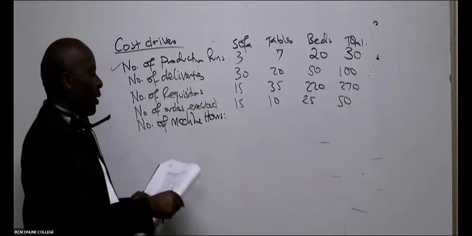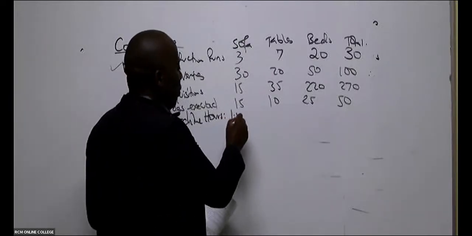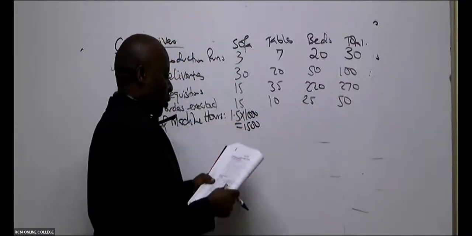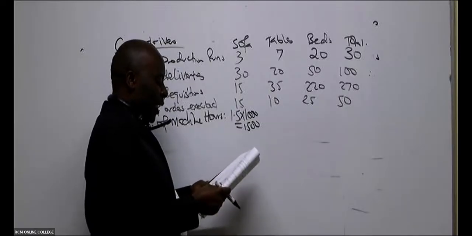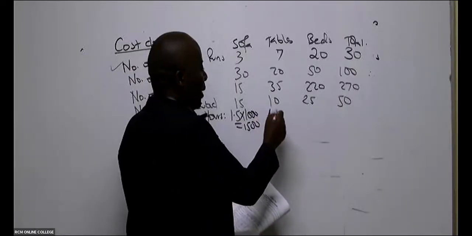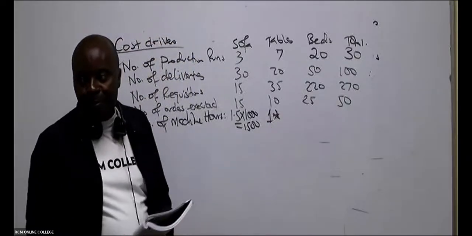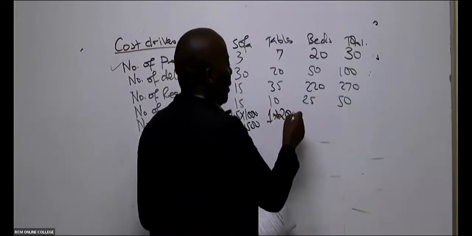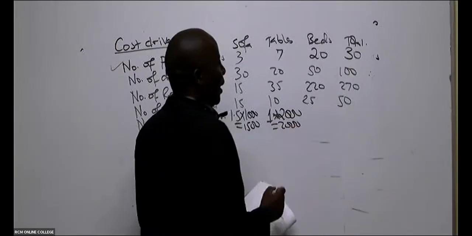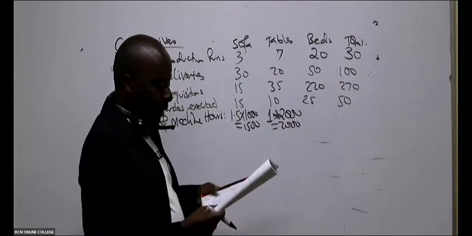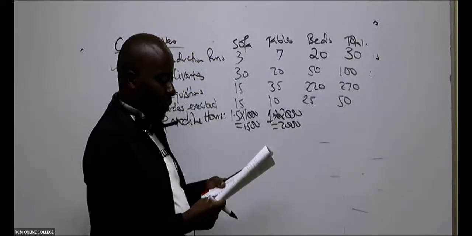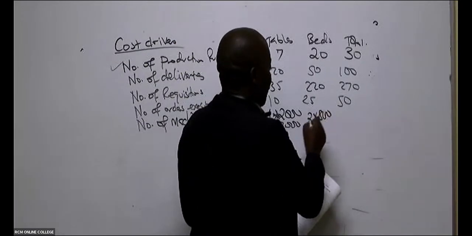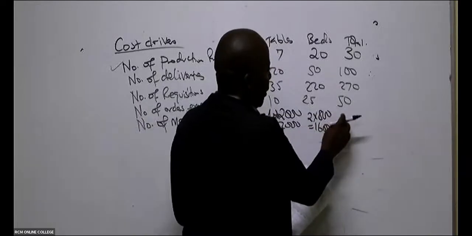But the others, like these machine hours, I can see 1.5 per unit, so times 1,000, which I'm told is 1,500. For tables, machine hours per unit is 1, times how many tables are we going to produce? 2,000, isn't it? So this will give us 2,000. Next, machine hours per unit for beds is 2, so 2 times what here, somebody? Which gives us? Are you able to give me the total now?